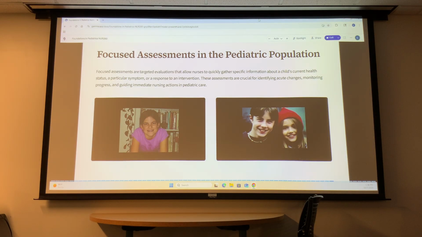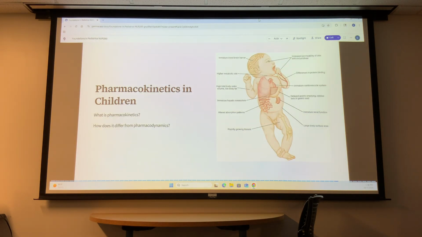Okay. So, we've talked about pharmacokinetics. Kind of touched on that a little bit. So in kids, pharmacokinetics, again, is different than in any patient. Pharmacokinetics and pharmacodynamics are different, right? One is how they move through the body, and one is how the drug works in the body. So kinetics, how it moves through, dynamics, how it works.